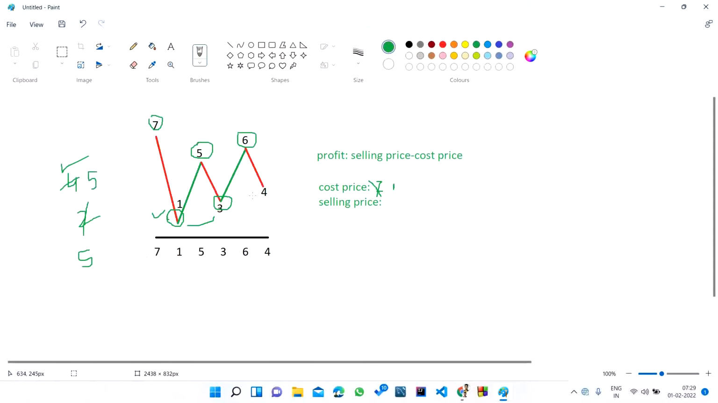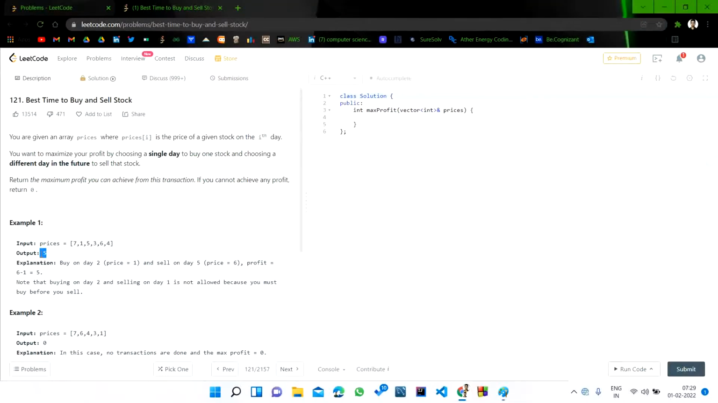And move further. The stock value on the sixth day is 4 and it is greater than the cost price, so I will make a transaction, and the profit we are going to get is 4 minus 1, 3, and this profit is less than or equal to the previous profit, so I am not going to update it. So we have reached the end of the stocks, and the maximum profit that we are going to gain is 5. And of course that is the answer. I hope you are getting it.